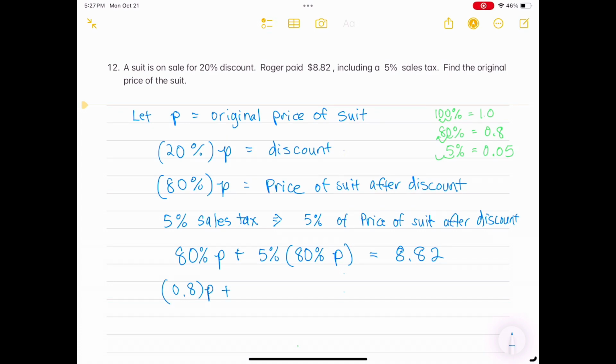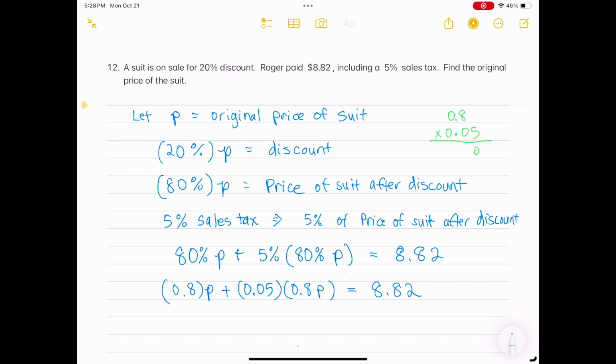0.8 in place of 80% and 0.05 in place of 5%, and I write that equation out on the next line, which gives me 0.8 times P plus 0.05 times 0.8 times P equals 8.82. According to order of operations, I do the multiplication before I do the addition. So I do 0.05 times 0.8 on the side.